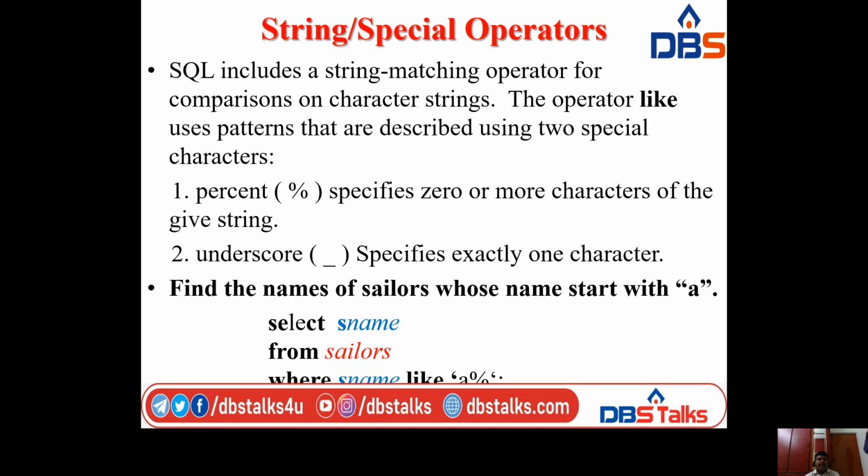Now find the names of sailors whose name starts with a small a. Here we write select sname from sailors where sname like 'a%'. That means the name starts with a, and percentage represents any number of any characters. Here it displays the names that start with the letter A.